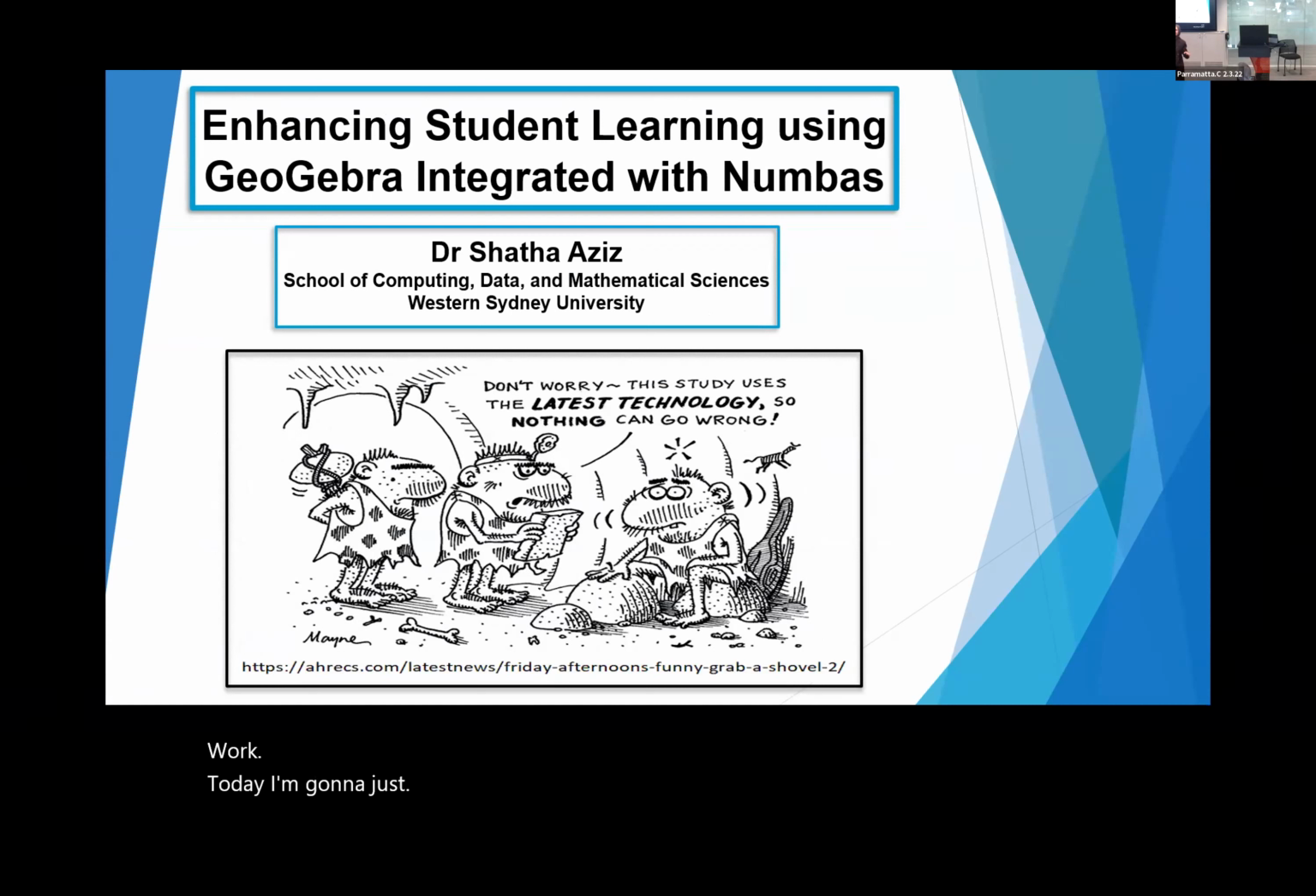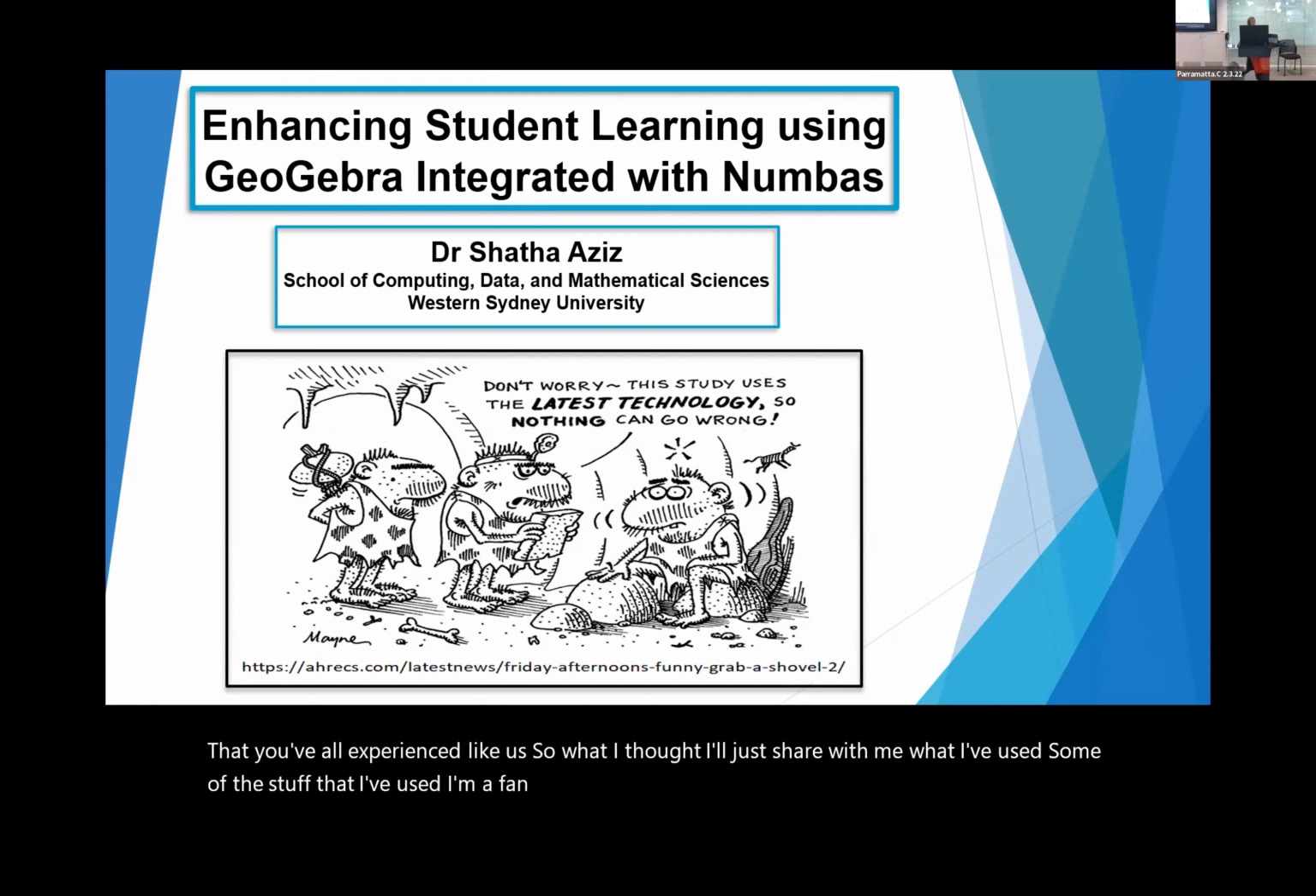So all of us learned some new educational, like online tools. All of us would like to overcome the challenges that we faced during the pandemic, at least some of them, like students' disengagement, academic misconduct, stuff like that. I hope that you all experienced like us. So what I thought, I'll just share with you some of the stuff that I've used. I'm a fan of Numbas, as you can see when I explain the stuff.